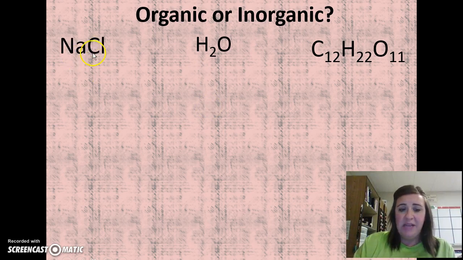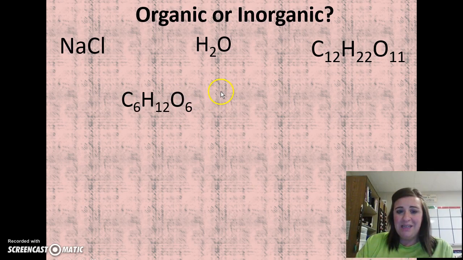NaCl, this is your table salt, sodium chloride. If you said that this one is inorganic, you would be correct. Sodium chloride is inorganic. C6H12O6. This should be a familiar compound. You use this one in photosynthesis, and if you don't remember, this is glucose. So is glucose organic or inorganic? The correct answer is organic. So make sure you write that under the organic column.